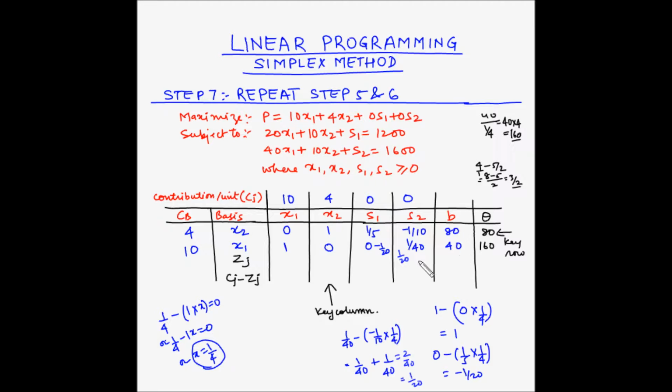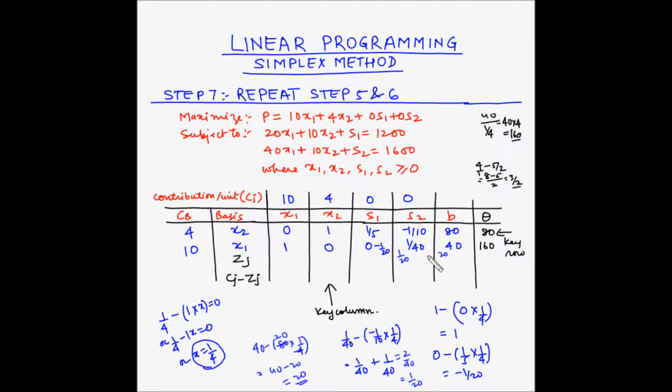For column B, again the same thing. So 40 minus 80 multiplied by 1 by 4. So 4 2s are 8 and 0. So 40 minus 20, which is equal to 20. So this value is 20.